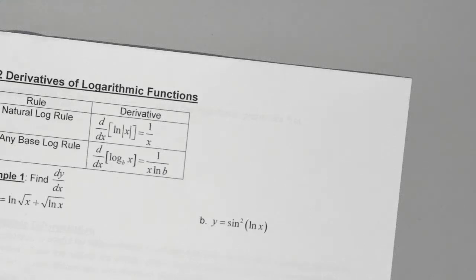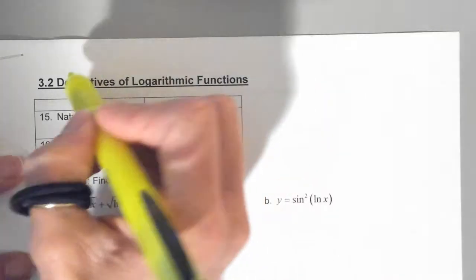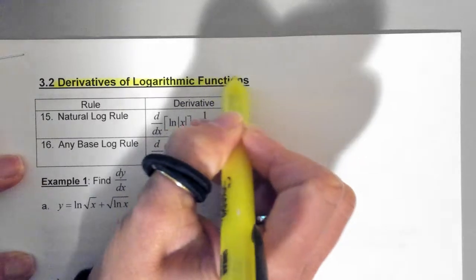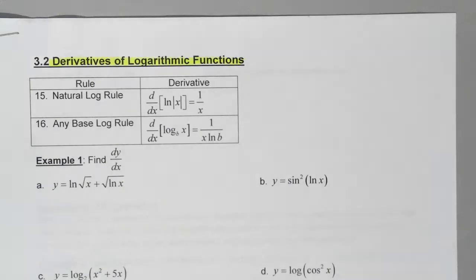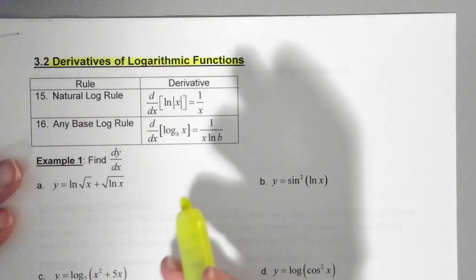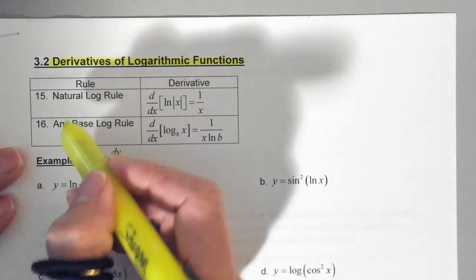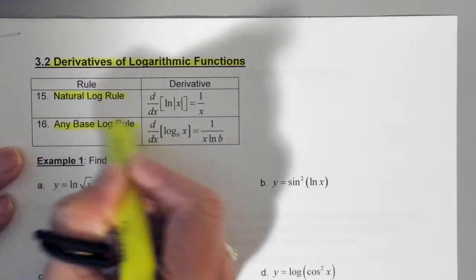All right. So what we are talking about today, like I said, are derivatives of log functions. And these derivatives are additional derivatives that you can add to your list to study for your derivative quiz that will be coming up. All right. So we have two additional. Again, these are ones that you need to commit to memory. We have our natural log rule, and we have an any-based log rule.